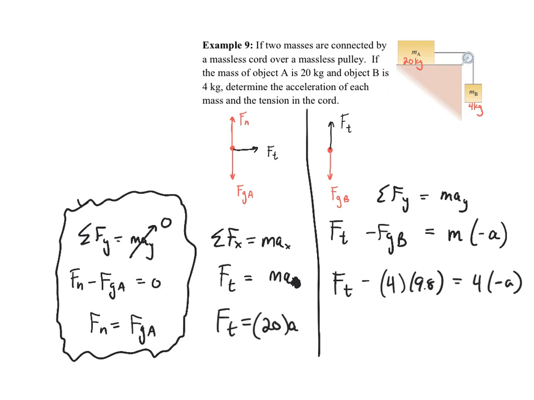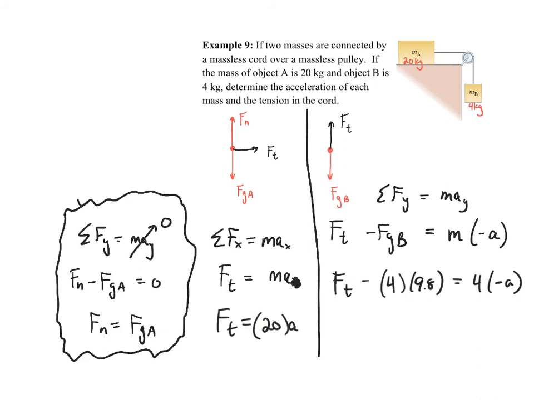So once I've plugged in, it's algebra from this point on. You've got to be able to solve. I would personally move this over, and then you have Ft equals this whole thing, Ft equals this whole thing, set those equations equal, and solve for A. That's how I would go about solving this, because I think it's easier than using the substitution method.